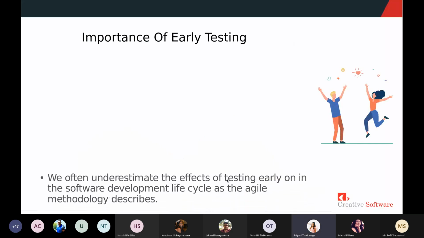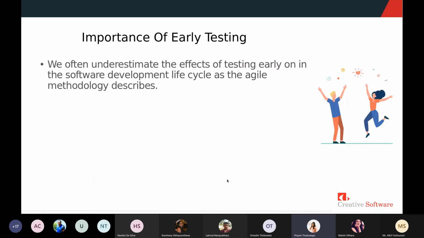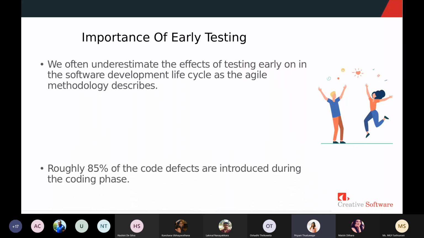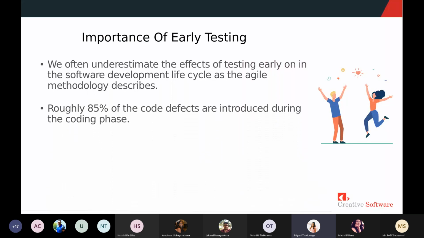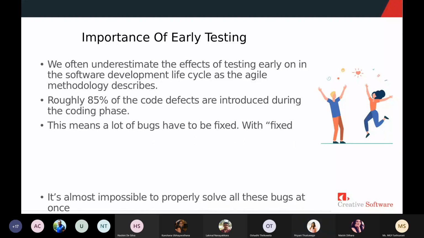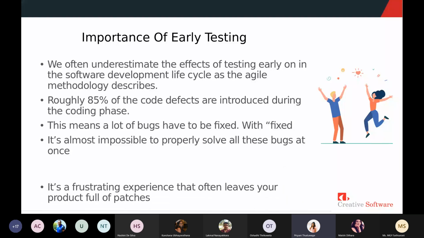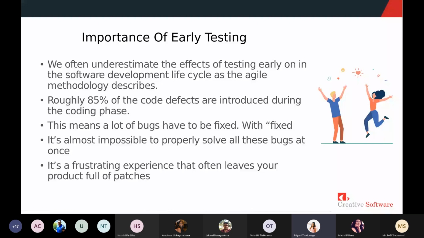So what is the importance of early testing? I think you already have some idea of the importance of testing. As I mentioned earlier, if we are doing testing at the coding level, we can identify around 85% of issues. And it is also easy to fix those issues, because at that time the services work as microservices, so it does not affect other services.